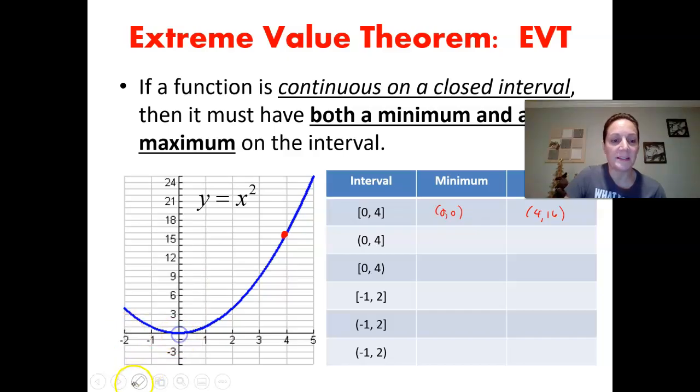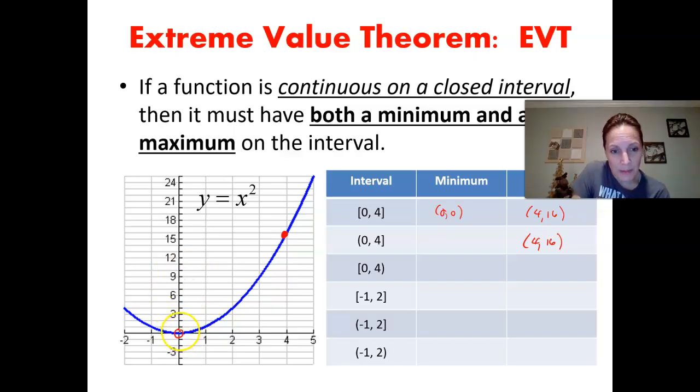But look what happens if I open up that interval. In other words, instead of this point at 0 being a closed point, what if I open this point? Okay. Now, I still have this maximum point, like clearly 4, 16 is the highest point on the interval. Fine. But when I come over here to the lowest point, it doesn't matter what point you name. I can name a point that's closer to this point right here, 0, 0. But we'll never actually get there, right?